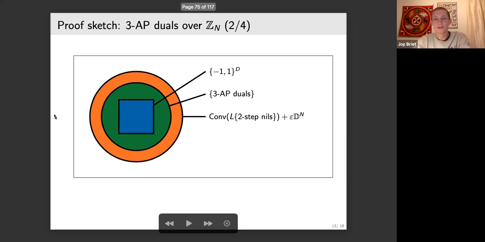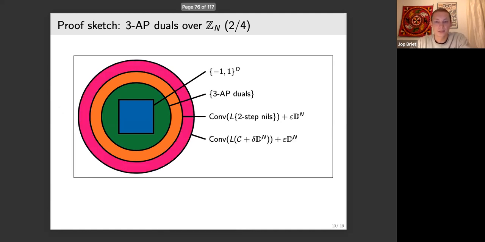Well, then the key lemma said that the 3AP duals contain a high-dimensional hypercube after projection to this set D here. That's the first key lemma. And then this result of Frantzikinakis told us that we can very efficiently cover the set of two-step nil sequences by a smallish finite set with very small L infinity error. Okay, so this is the picture we're going to be using.